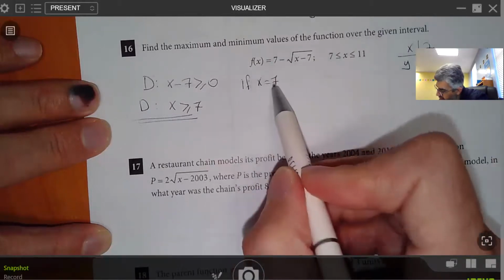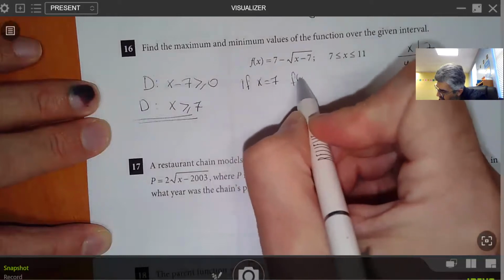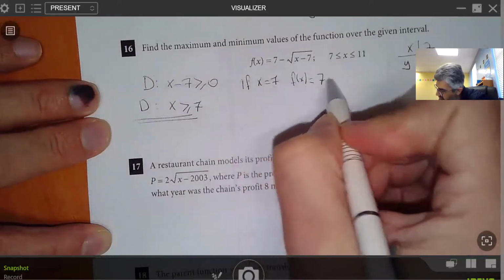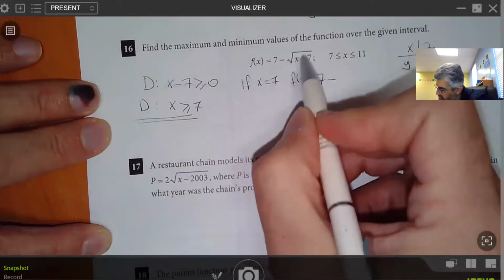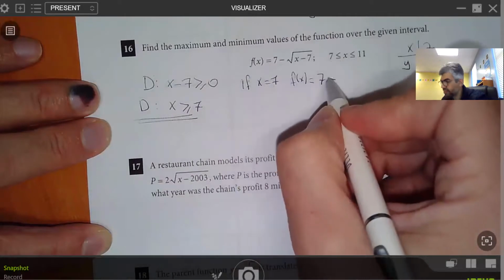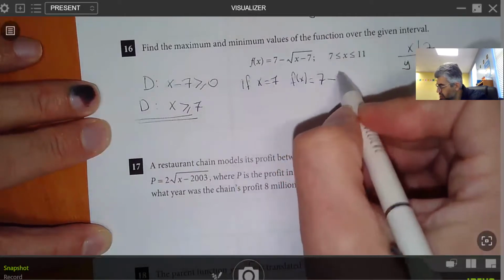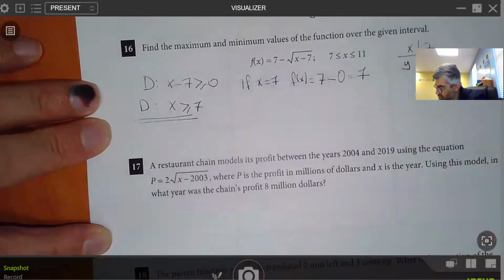And if x is 7, what do I have, guys? f of x is 7 minus the square root of 7 minus 7, so 7 minus 7 is 0, and the square root of 0 is 0. So it's just 7. 7 minus 0 is 7. So when x is 7, y is 7. Good.